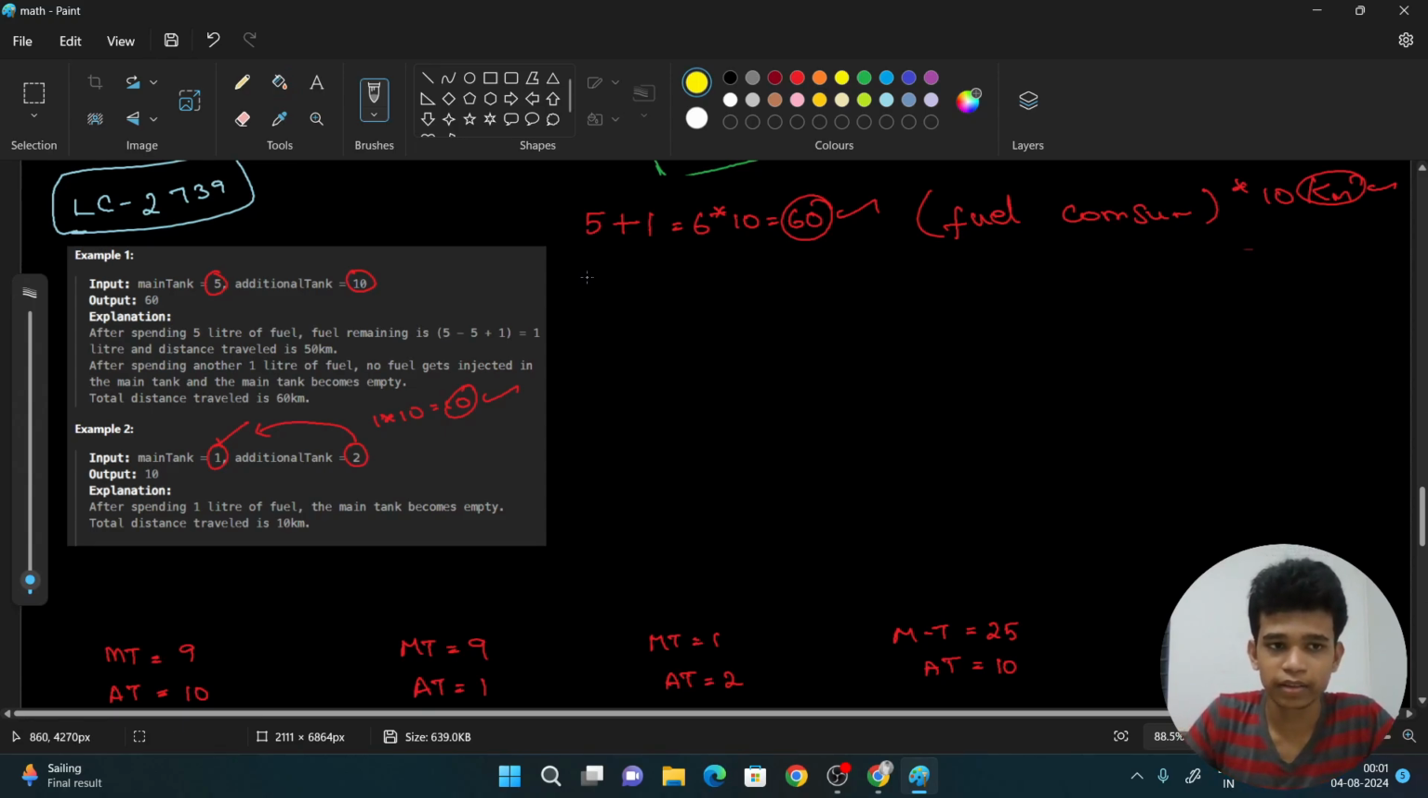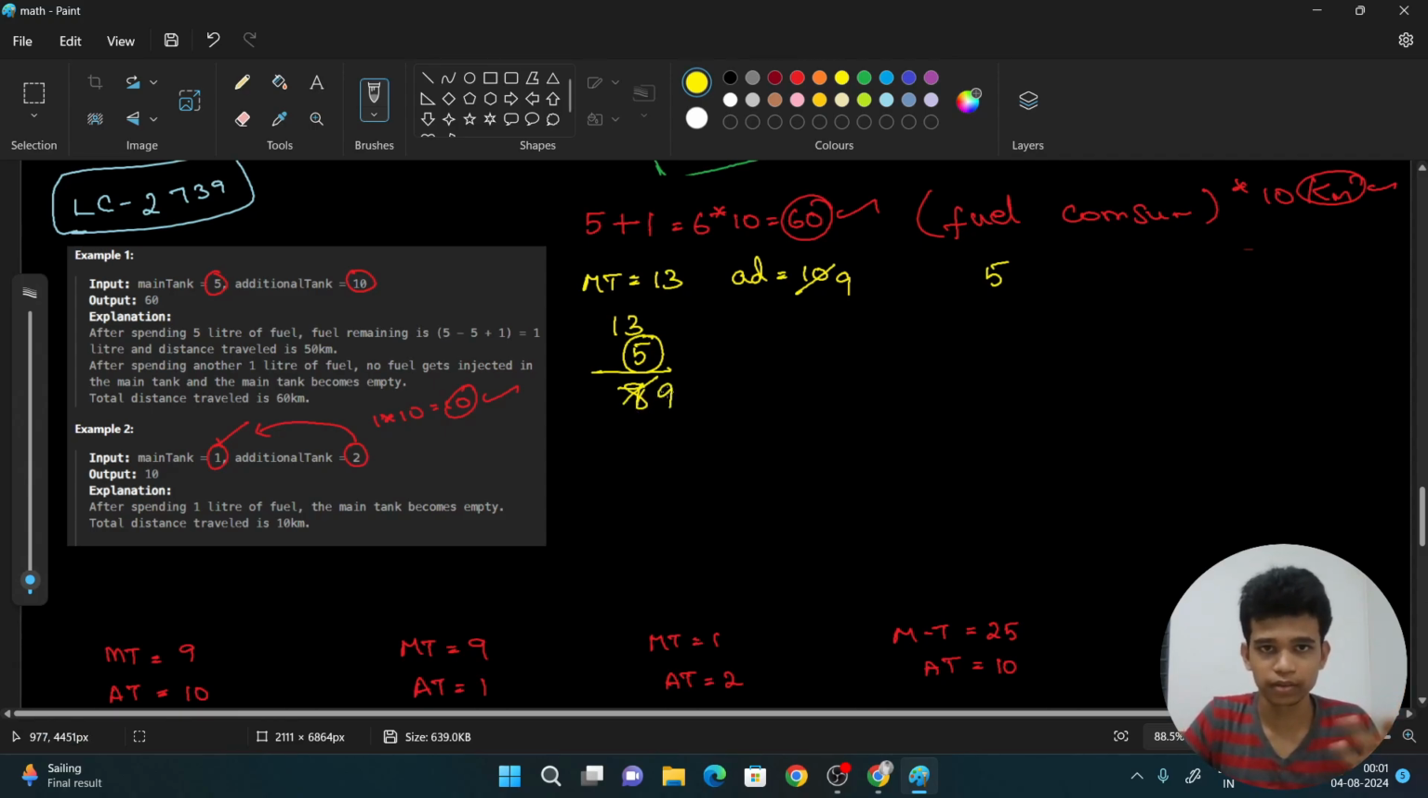Now let us take the example where the main tank is 13 and the additional tank is 10. From this main tank I can take 5 fuel and add it to the result as 5. Now I consume 5 liters, so I reduce the main tank to 8, and the additional tank is reduced to 9, and the main tank gets plus 1.